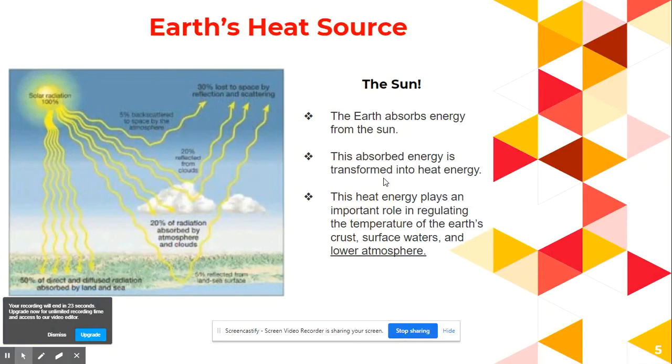And the last thing really that I wanted to talk to you about is what is Earth's heat source? It is the sun. Okay? The sun heats up the Earth, okay, which the Earth then transforms it into heat energy, which heats up the lower atmosphere, which is what we will be learning about in weather.